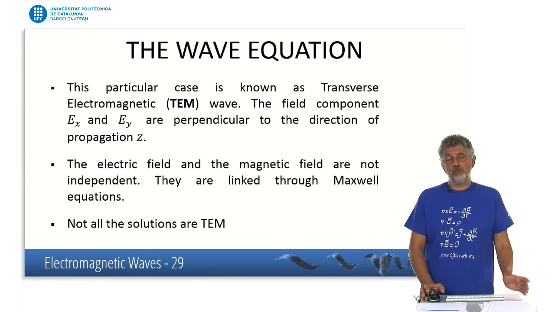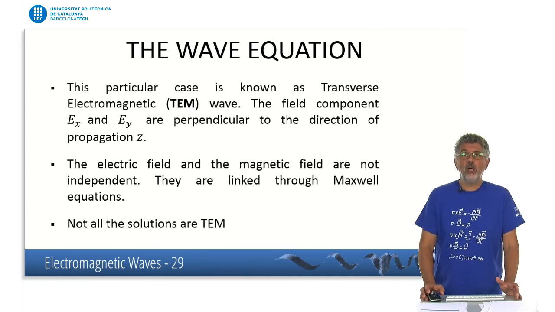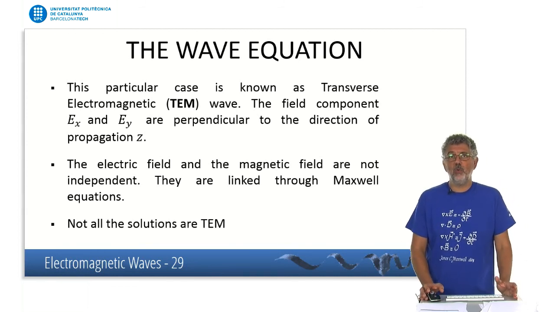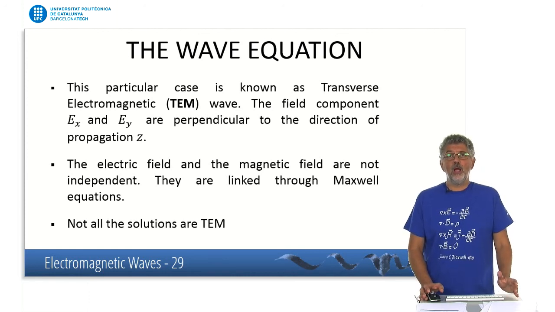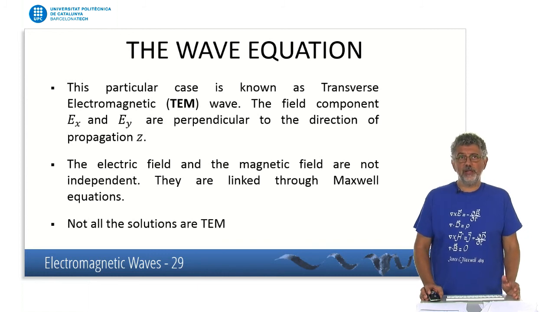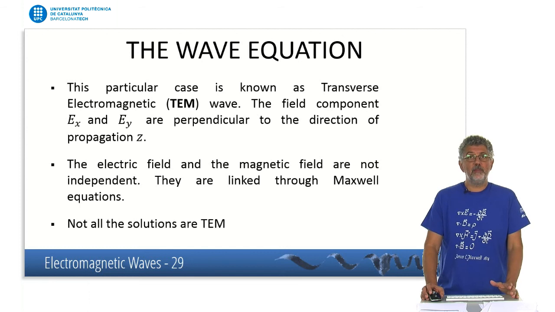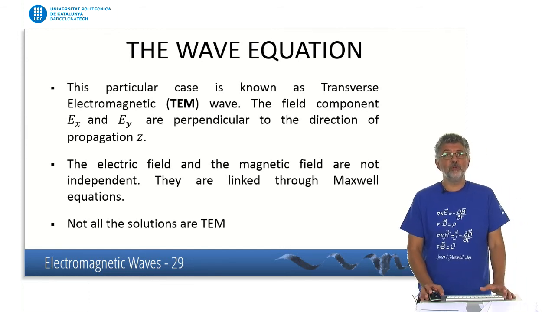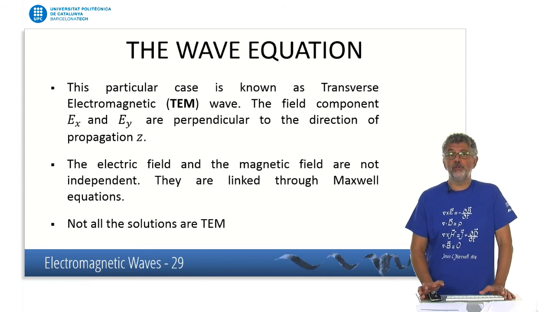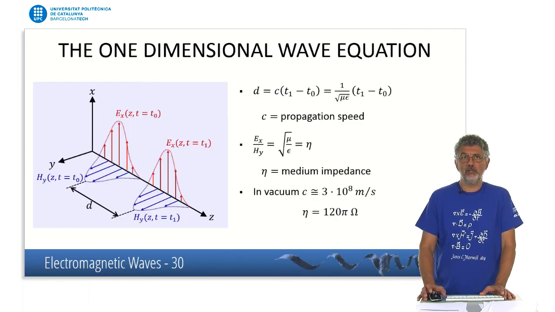That particular case, which is not general, because remember that we are considering the one-dimensional case, we are talking about what is known as a transverse electromagnetic wave, or TEM wave. Why is it called transverse? Because the field components, electric and magnetic field, are perpendicular to the direction of propagation. So the fields are transversal to the direction of propagation. Remember that also electric and magnetic field are not independent, they are linked through Maxwell equations. And also, just a word of caution, not all waves have to be TEM. There are other solutions, as we'll see later on.